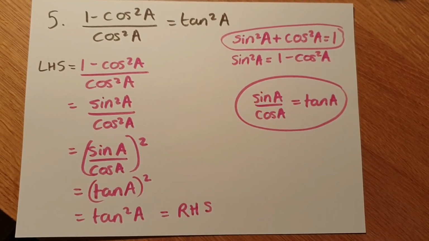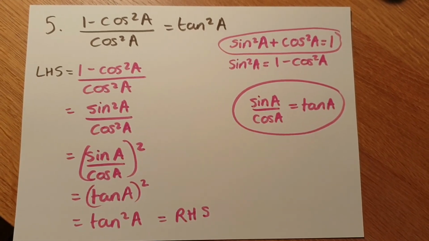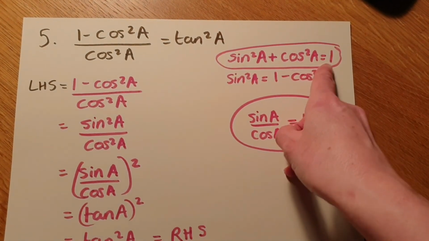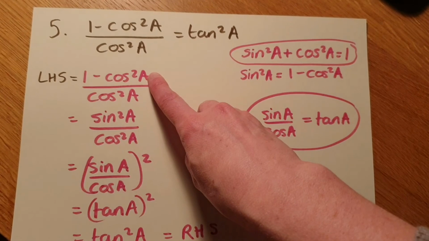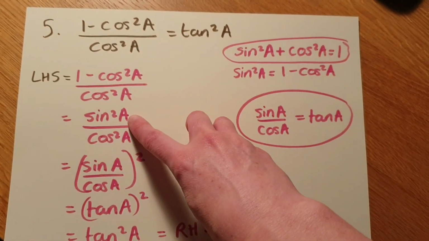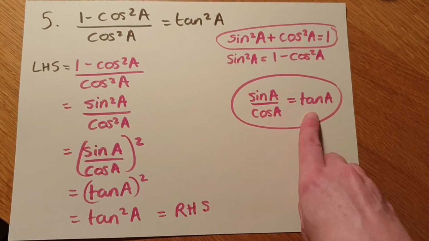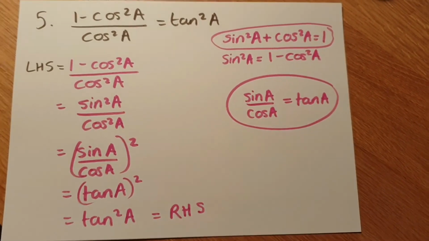Okay, here's question 5. So the left hand side I've just copied back down, but from this trig identity, I can see that sine squared a is 1 minus cos squared a, so I can replace my 1 minus cos squared a with sine squared a. And now I've just got sine over cos all squared, and sine over cos is tan, so that's just the same as tan all squared, and we can write it like that.